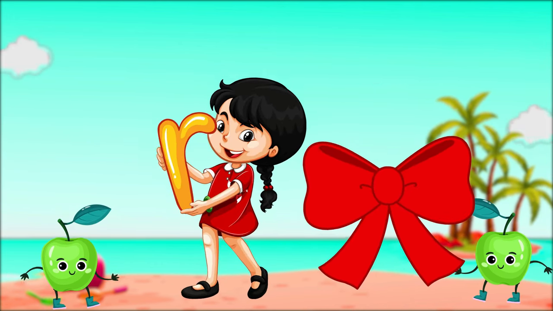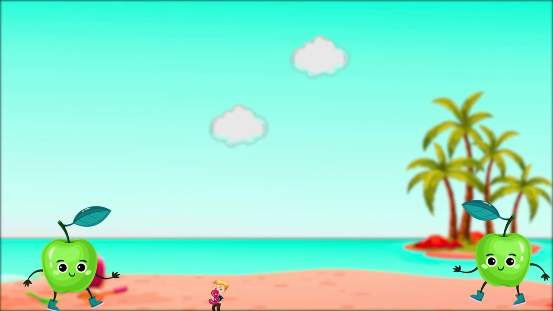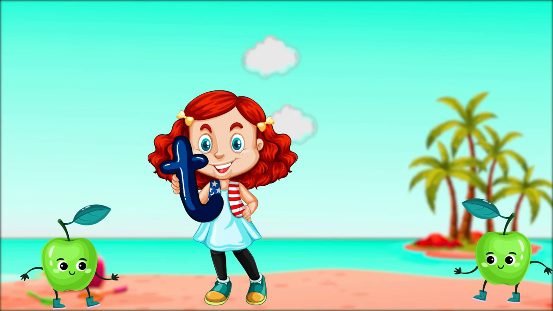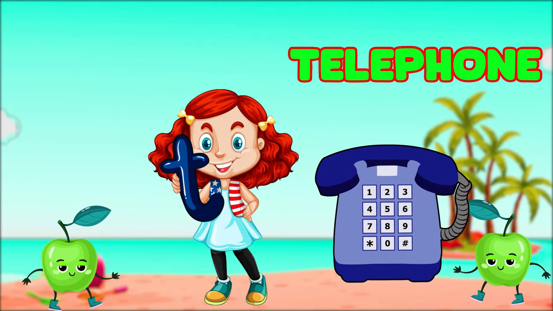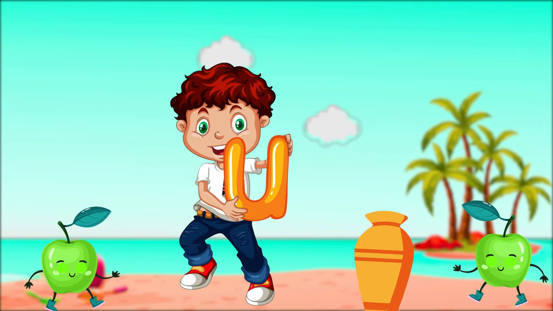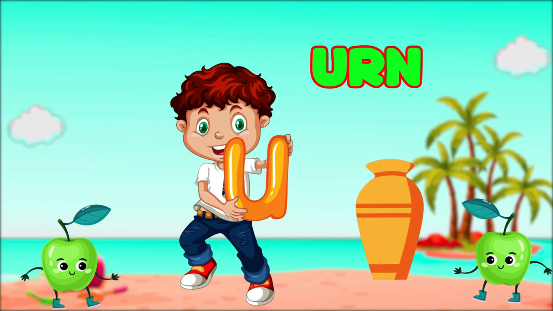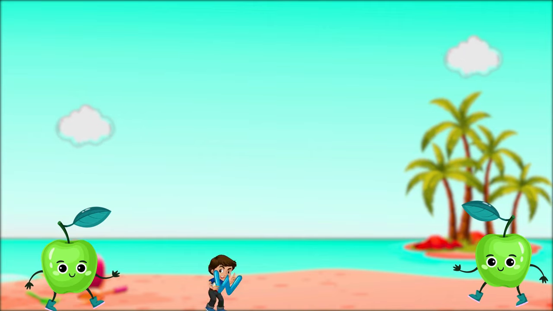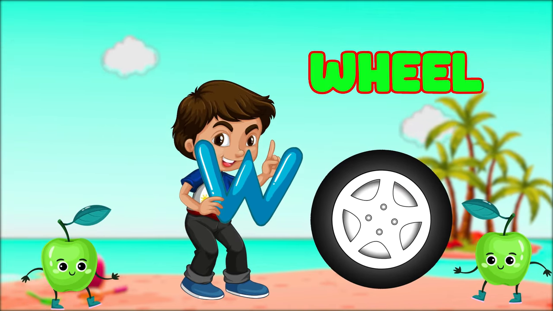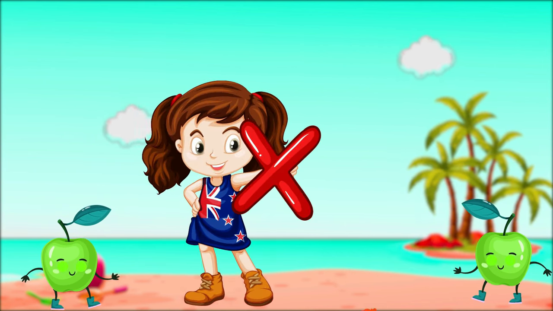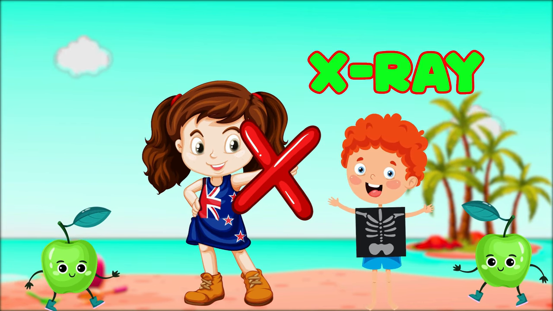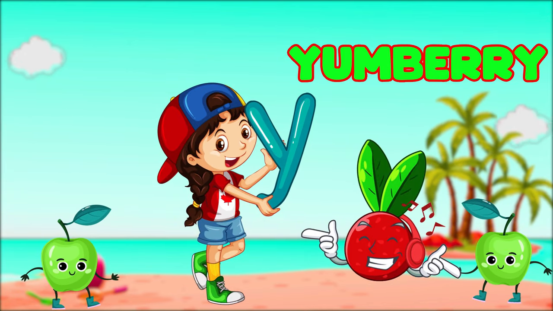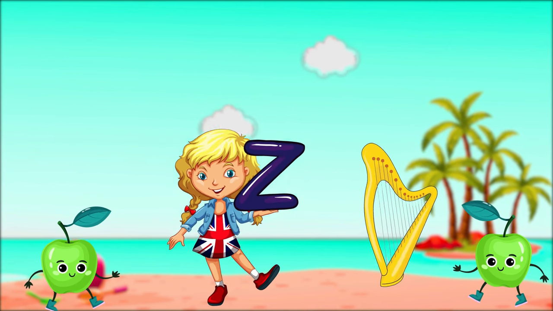R is for ribbon, ribbon. S is for star, star. T is for telephone, telephone. U is for urn, urn. V is for vest, vest. W is for wheel. X is for X-ray, X-ray. Y is for jumberry, jumberry. Z is for zither, zither.